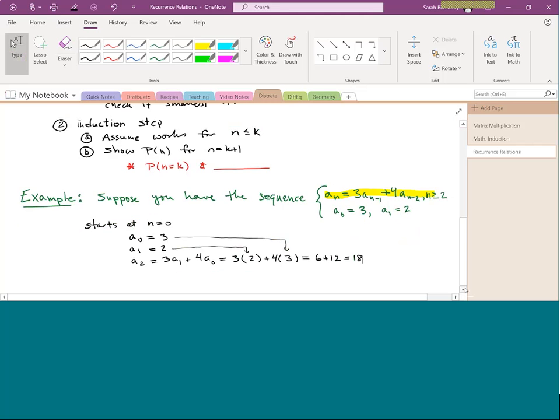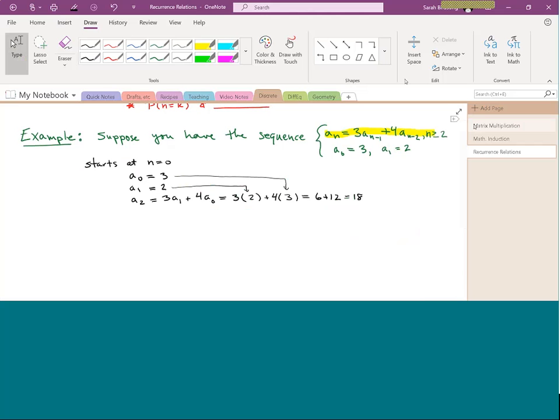Now, one more. So A3 would be 3 times A. Well, n now is 3. So when we plug in n equals 3 for the new subscript, we'll have 3 minus 1, or 2. And then plus 4 times A with the subscript n minus 2. Well, n now is 3, and 3 minus 2 is 1. So we'll have 3 times something plus 4 times something. And notice those are the previous two terms in the sequence. A2 was the one we just found, the 18.